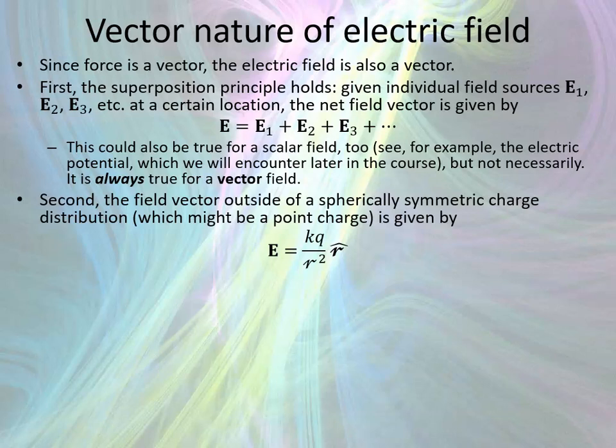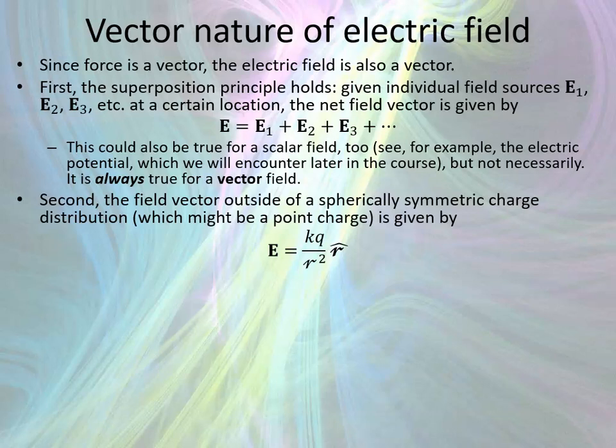So curly r simply denotes the distance from the center of your spherical charge distribution, if it's in an arbitrary location, like for example if it's not at the origin. And curly r hat would be the unit vector going outward from your spherical charge distribution.